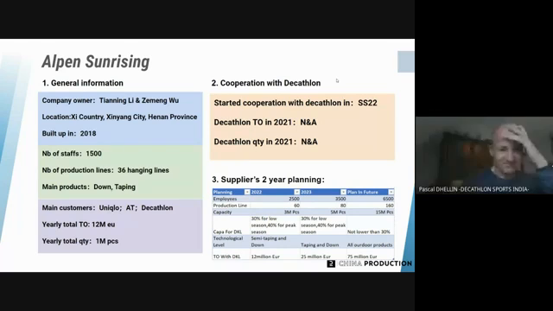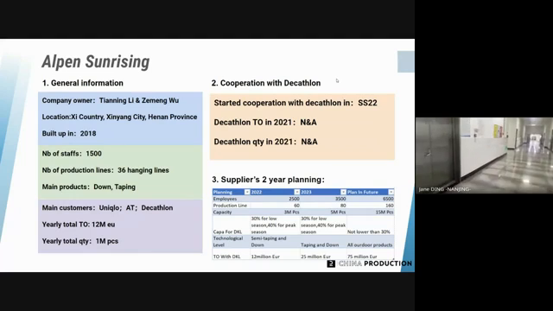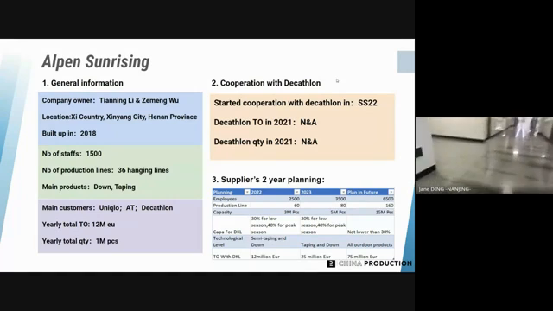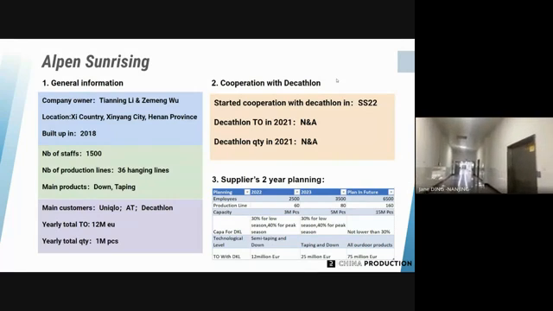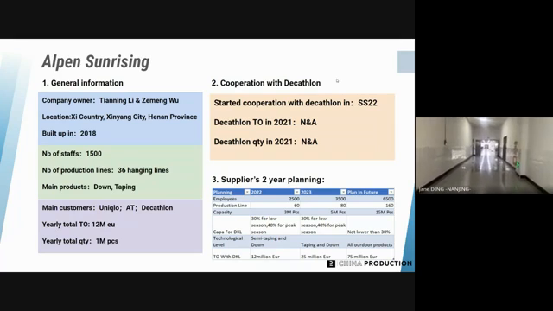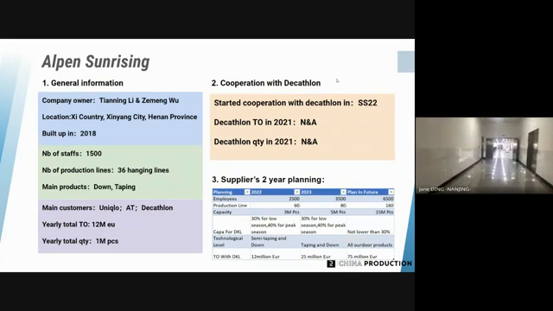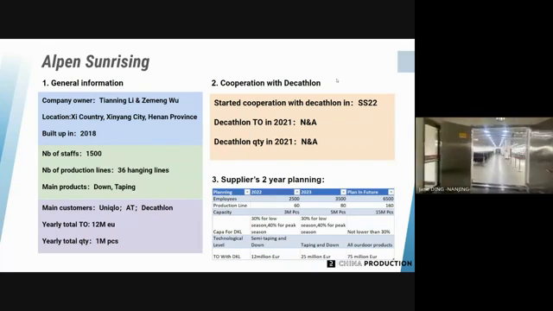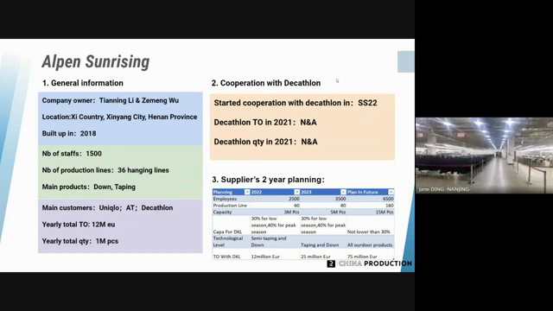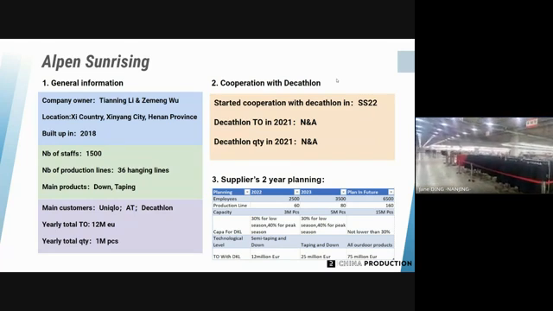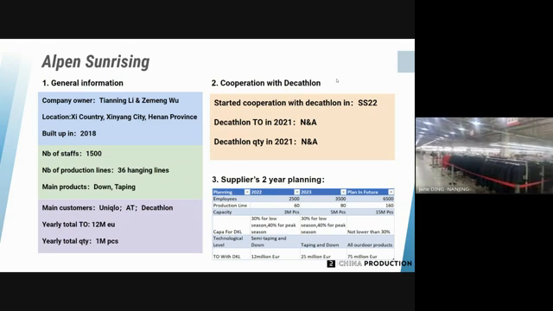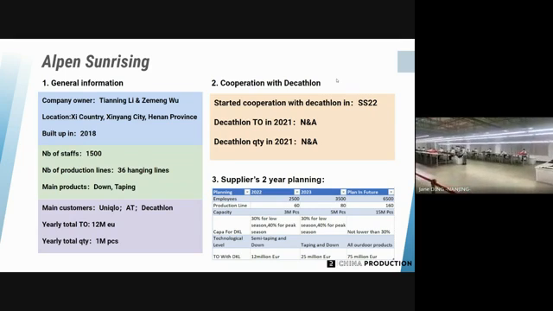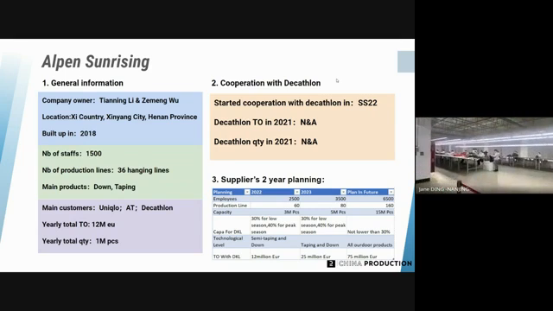So they have 3 floors in this factory. So in front of us is the finishing area. It's the ironing area and the cutting area.